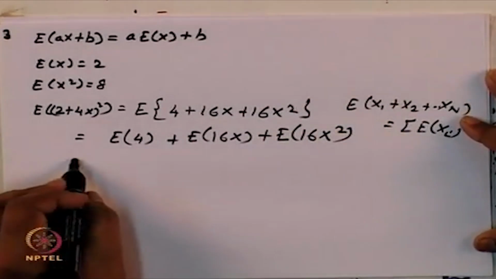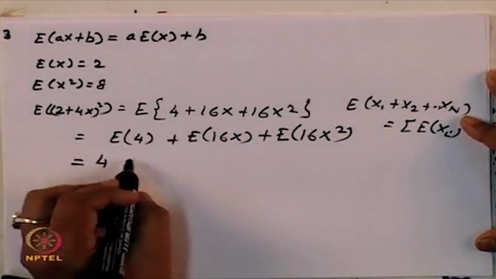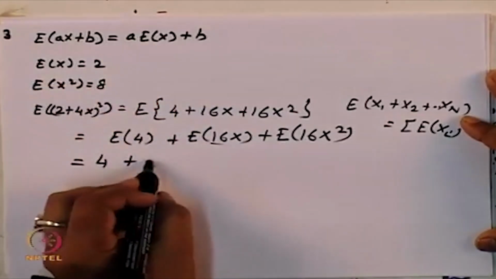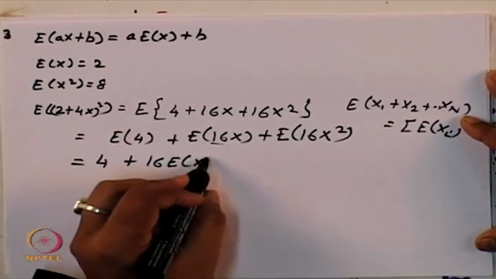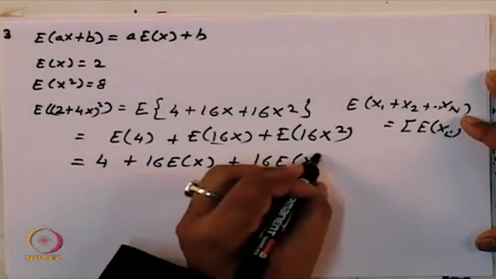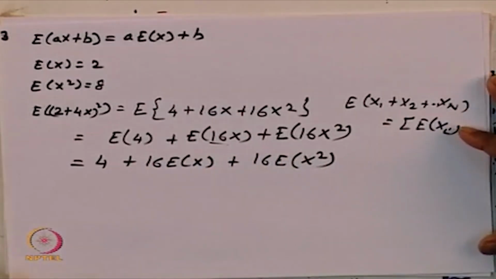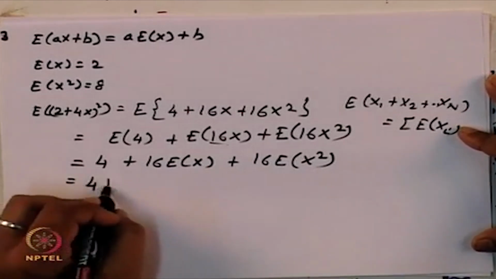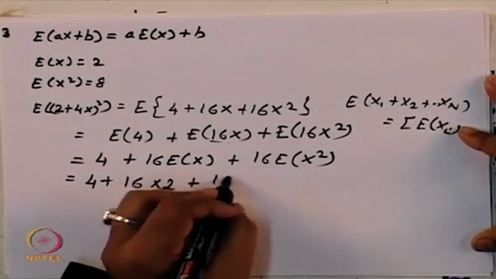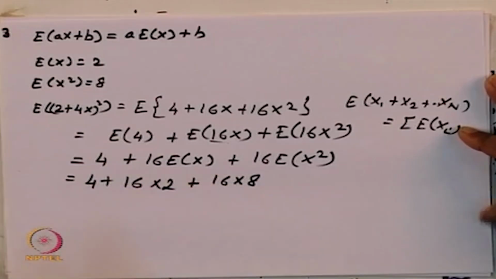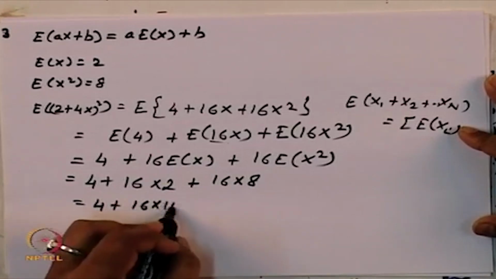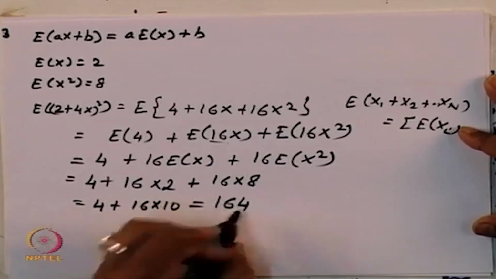Now E of 4 is a constant, it will be 4. I can take 16 out, so I can make use of this expression. It is 16 expectation of x. I can take 16 out here also, and I get expectation of x square. So, 4 plus 16 into expectation of x, which is 2, plus 16 into 8. So, it is 4 plus 16 into 10, which is 164.